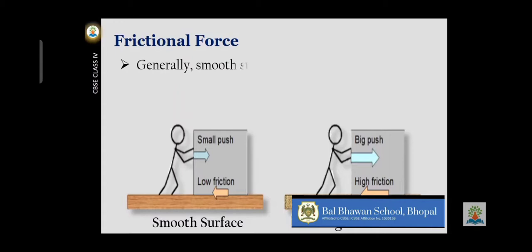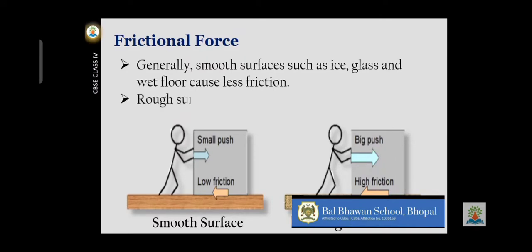In general, smooth surfaces such as ice, glass and wet floor cause less friction, whereas rough surfaces like carpets and rough road cause more friction. So friction is more on rough surfaces.